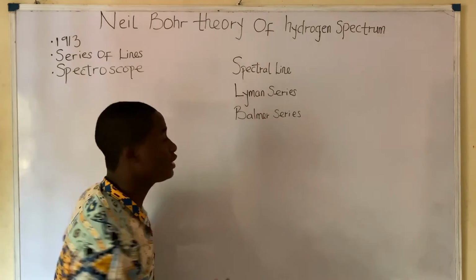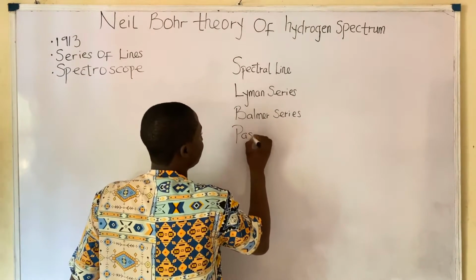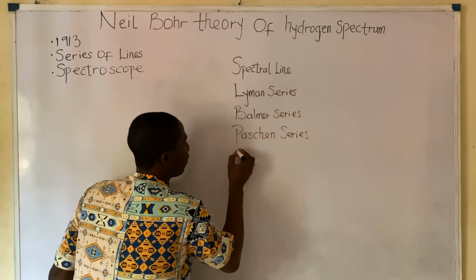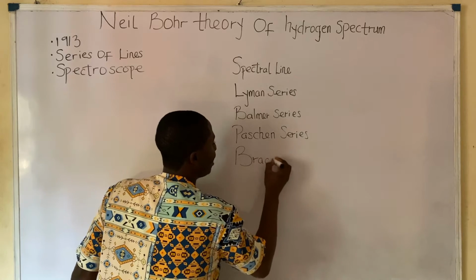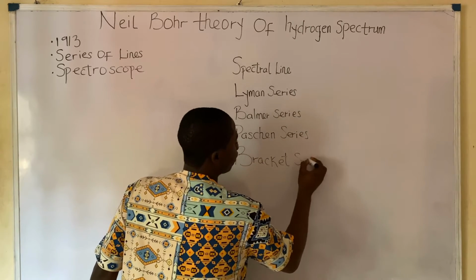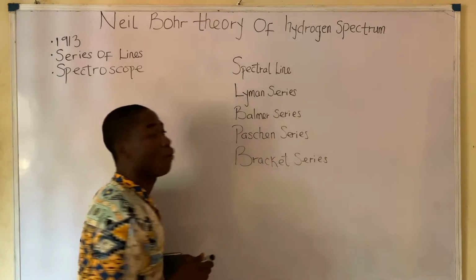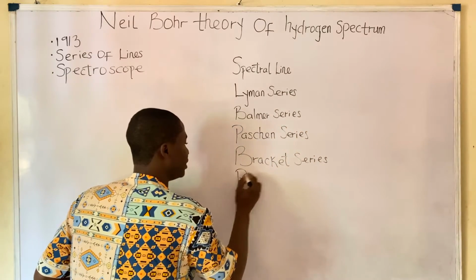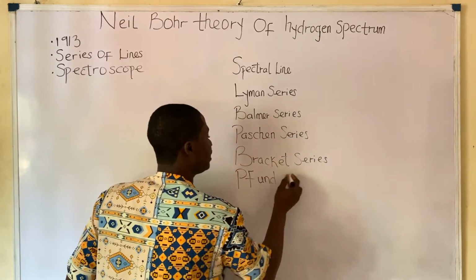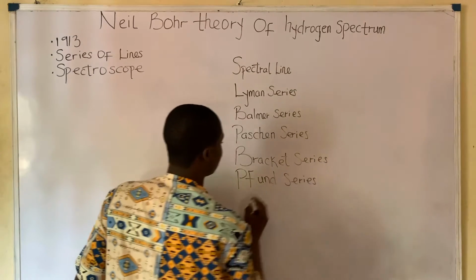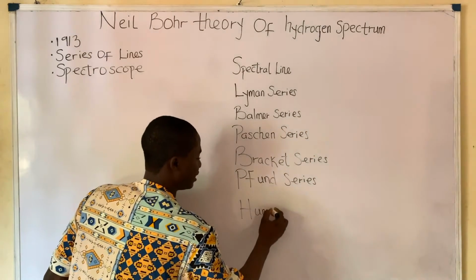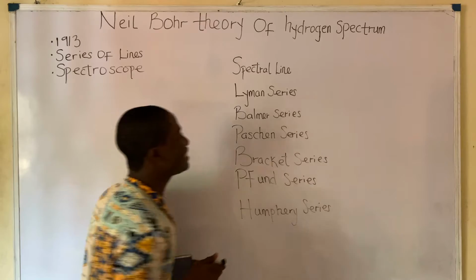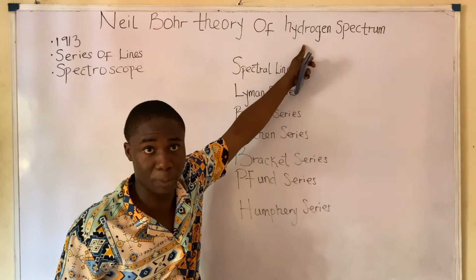After the Balmer series, we have the Paschen series. After the Paschen series, we have the next spectral line called the Brackett series. After the Brackett series, we have the Pfund series. The P is silent, the Pfund series. And lastly, we have the Humphreys series. So all of these are the spectral lines seen in hydrogen, to be precise.